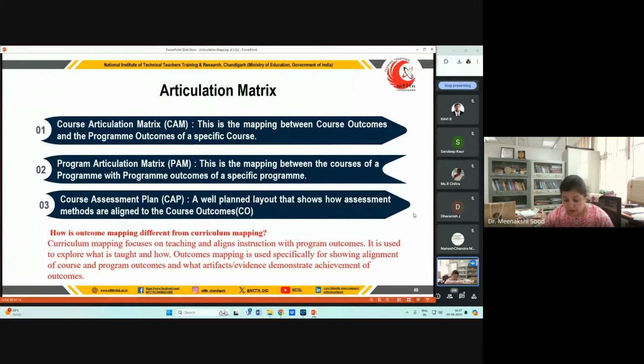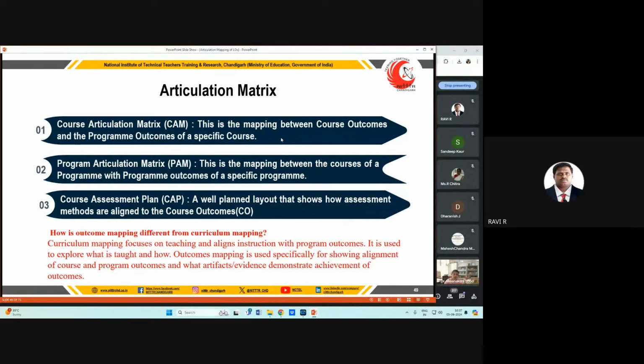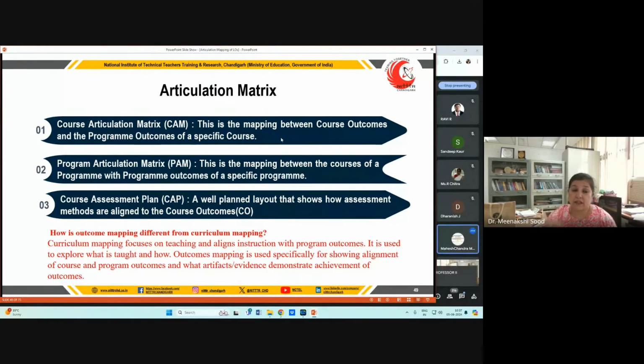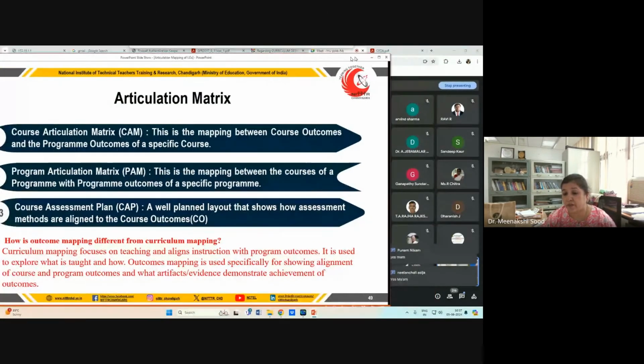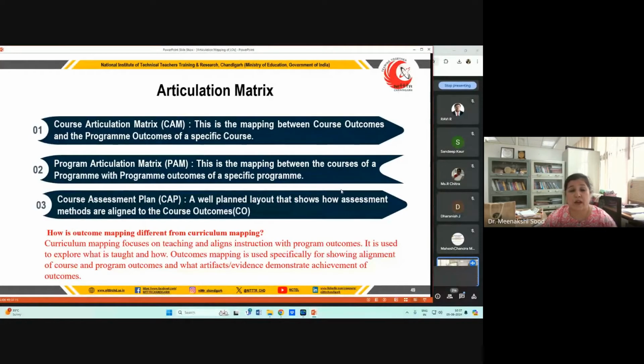And not only the mapping of COs and POs. Actually, every course file should have three types of articulation matrices. The first matrix, which you all must be doing, is the course articulation, that is between COs and POs. I hope everyone is doing that. Yes, madam. Another is the program articulation mapping, which should be between the POs and PSOs or PEOs. So that is your program articulation.